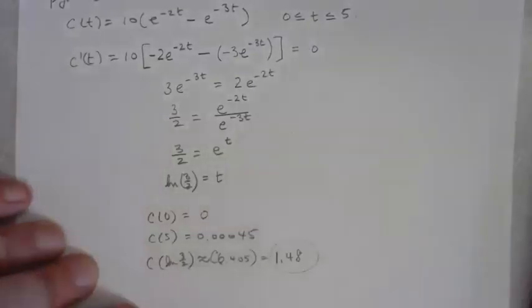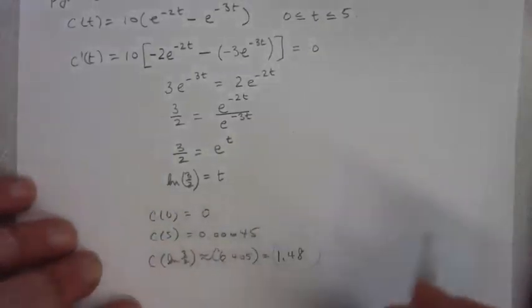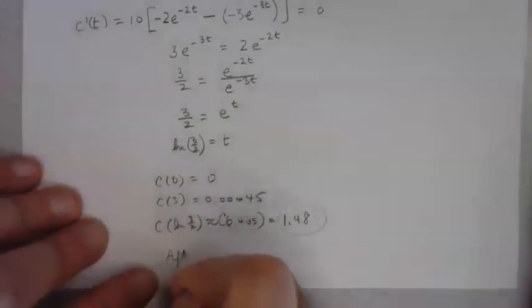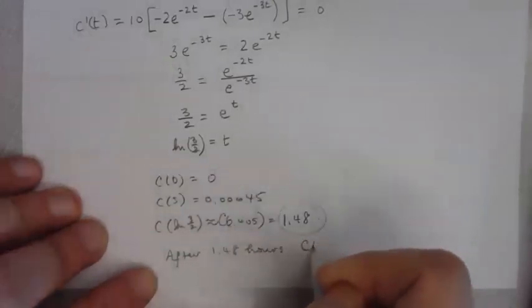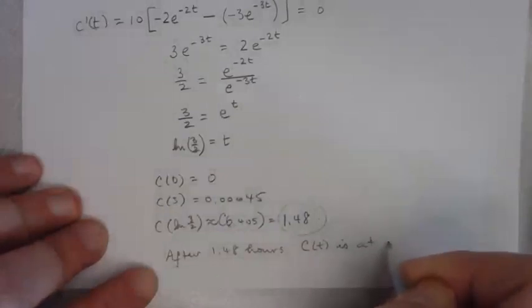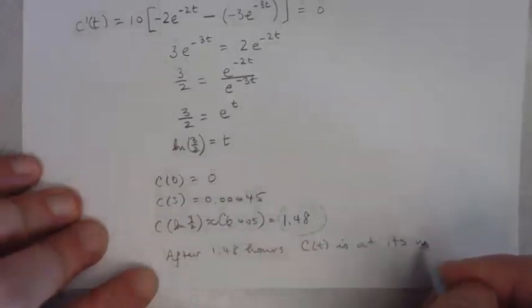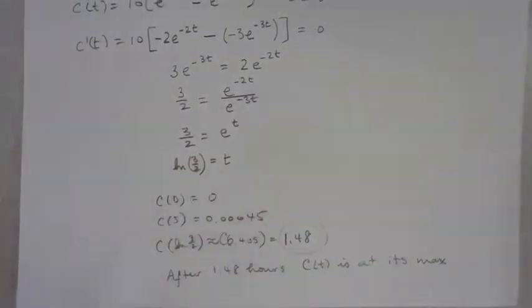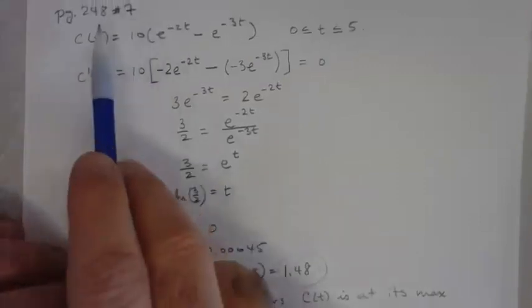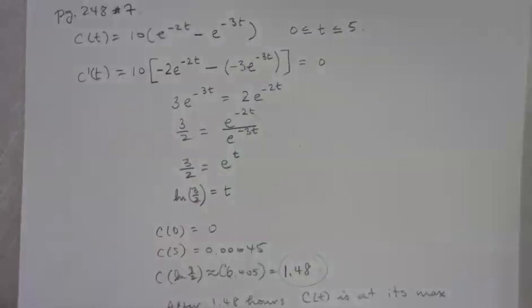And clearly that's the maximum. So let me see what they're asking for. It says at what time does the highest concentration occur within the first 5 hours? So after 1.48 hours, C of t is at its max. Okay, so again, we had to deal with some ugly numbers, but other than that, it was fairly straightforward because we didn't have to come up with the function ourselves.